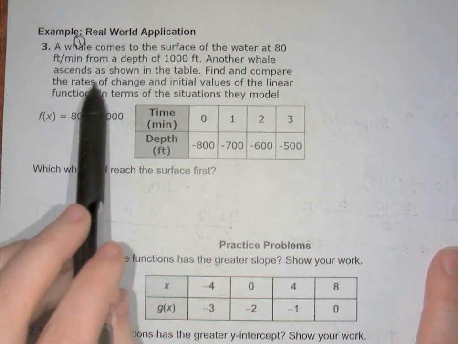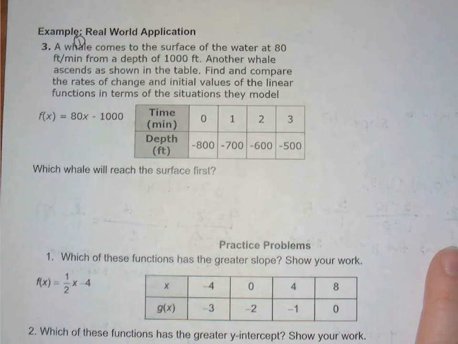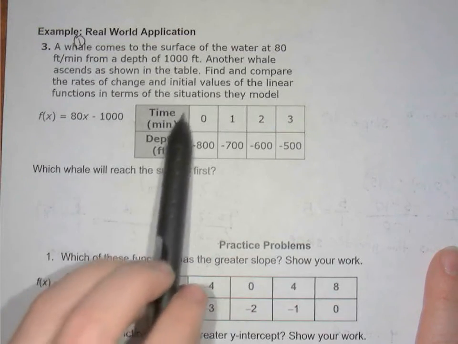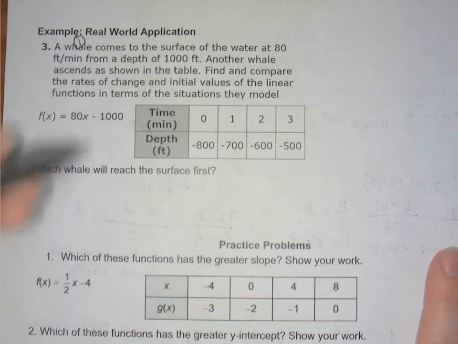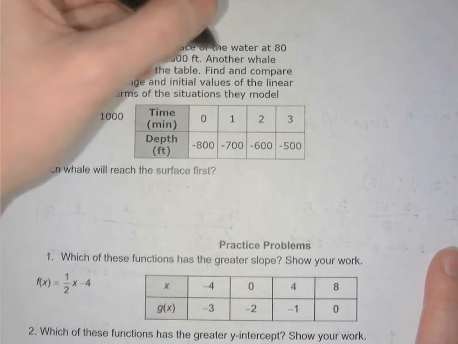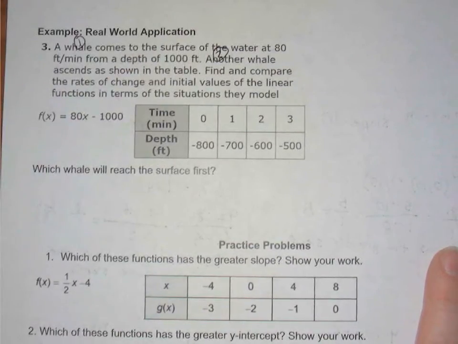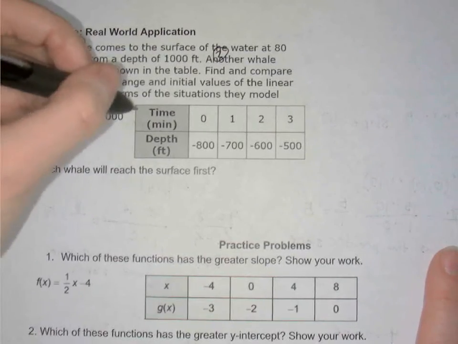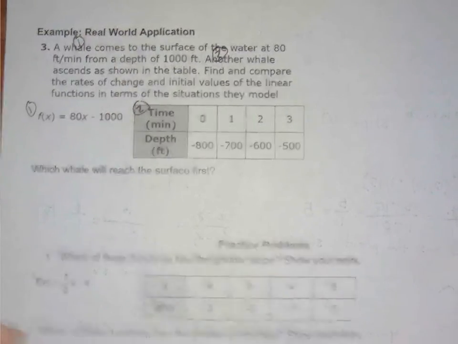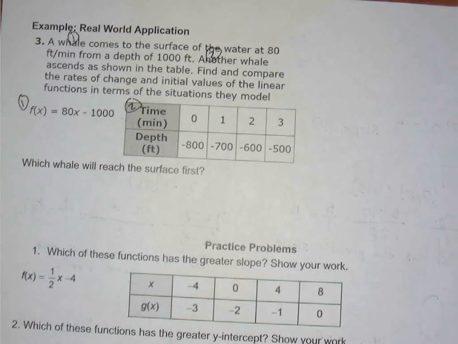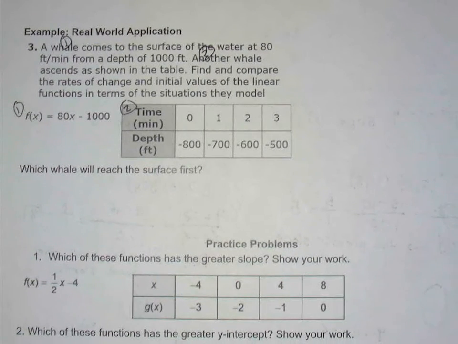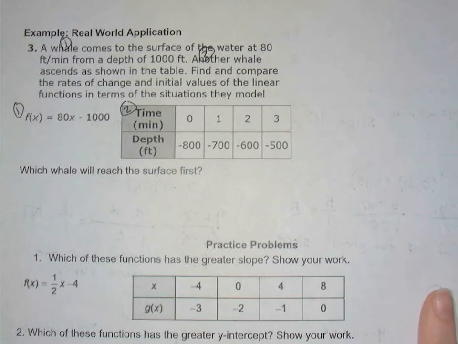Another whale ascends, so again it's going up to the surface of the water, as shown in the table. So that's the second whale. So this is whale number 2. Here's whale number 1, whale number 2. Find and compare the rates of change and initial values of the linear functions in terms of the situations they model. So again, finding the slope, finding the y-intercept, and comparing them.